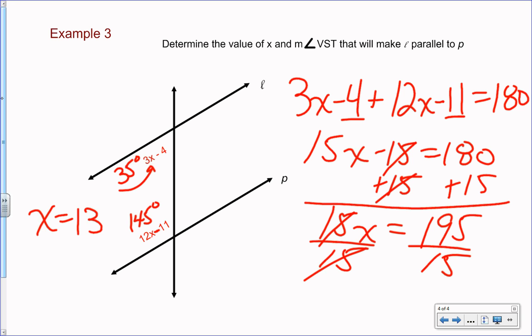I don't know. I think V right here would be good. S right there. And T right there. So now angle VST is right there. Well, why would I put it there? That isn't even one of the angles we were looking for. What's going on? Yes?